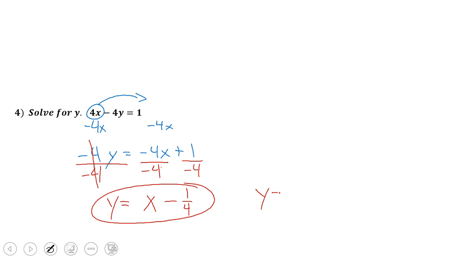Or if you wanted to write y equals x minus 0.25, I suppose that would be okay, but this is the better practice to get into. Either one of those answers is acceptable. Ladies and gentlemen, pause the video, write it all down, and join me for example 5.